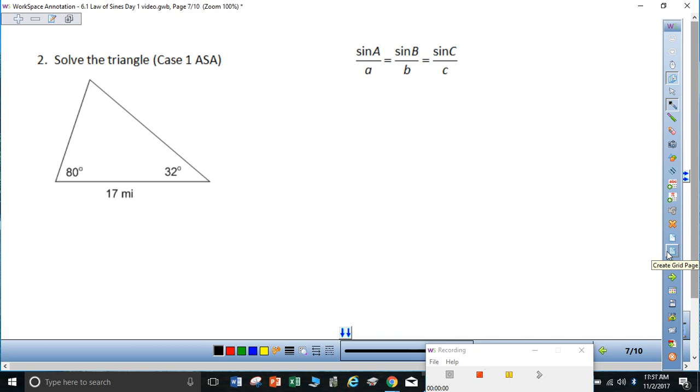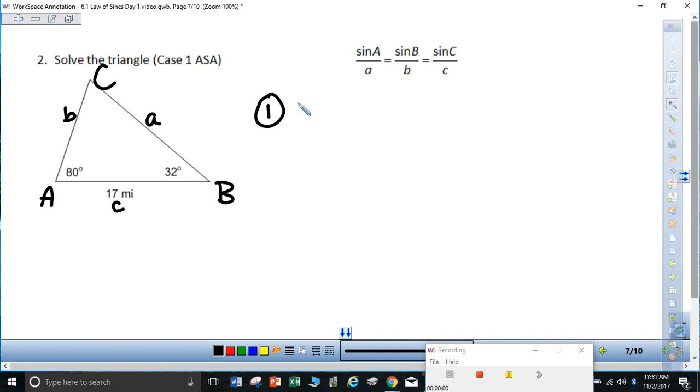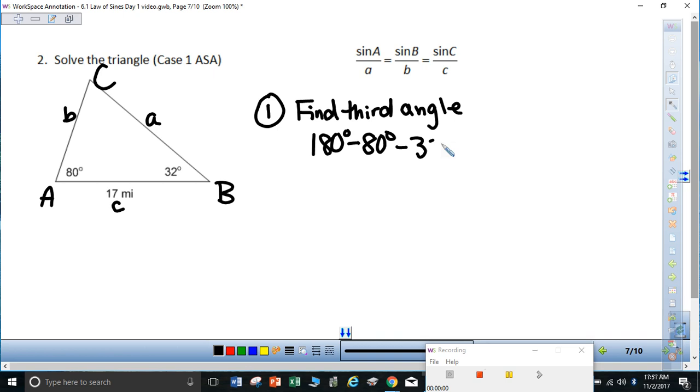Okay, our next situation, this is also case 1, but this is the angle side angle situation. So let's go ahead and start by doing some labeling, labeling our A's, B's, and C's. First step is the same as what we did before. We're going to find the third angle by subtracting the two given angles from 180. All right, so we'll go ahead and label that third angle 68 degrees.